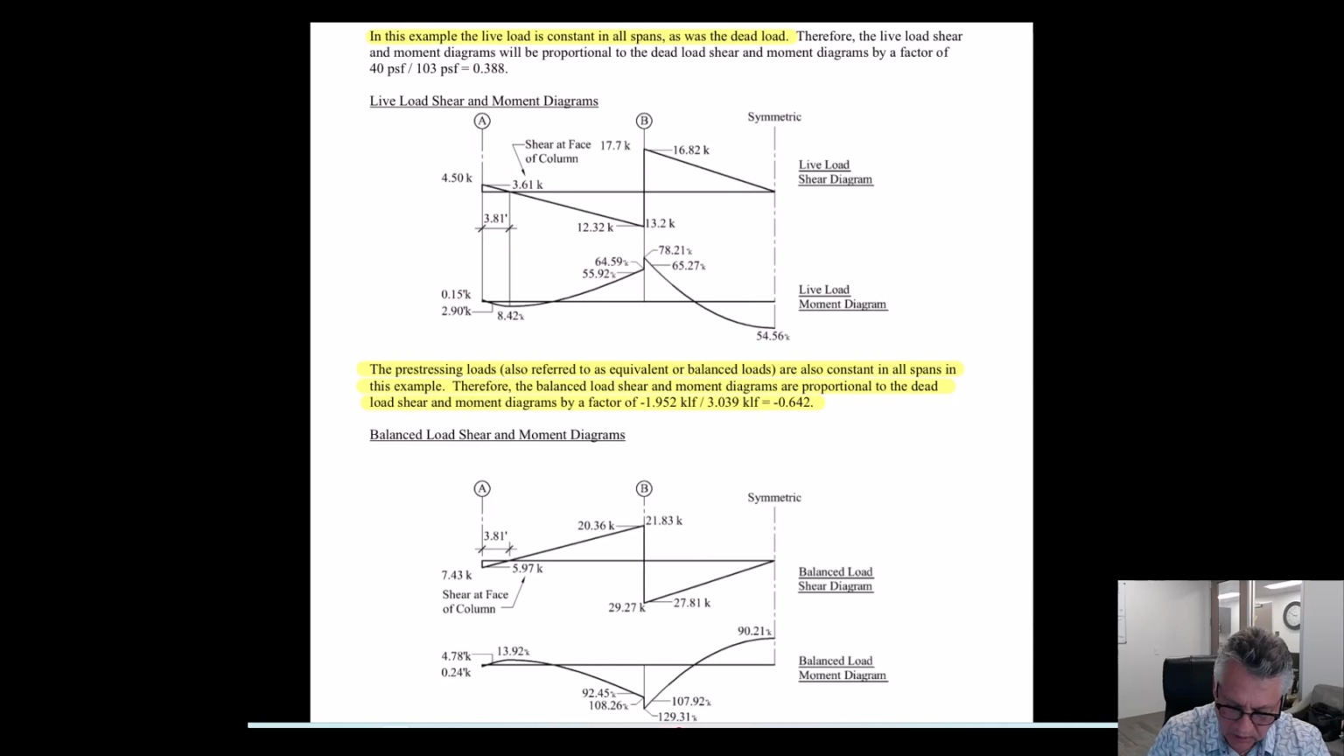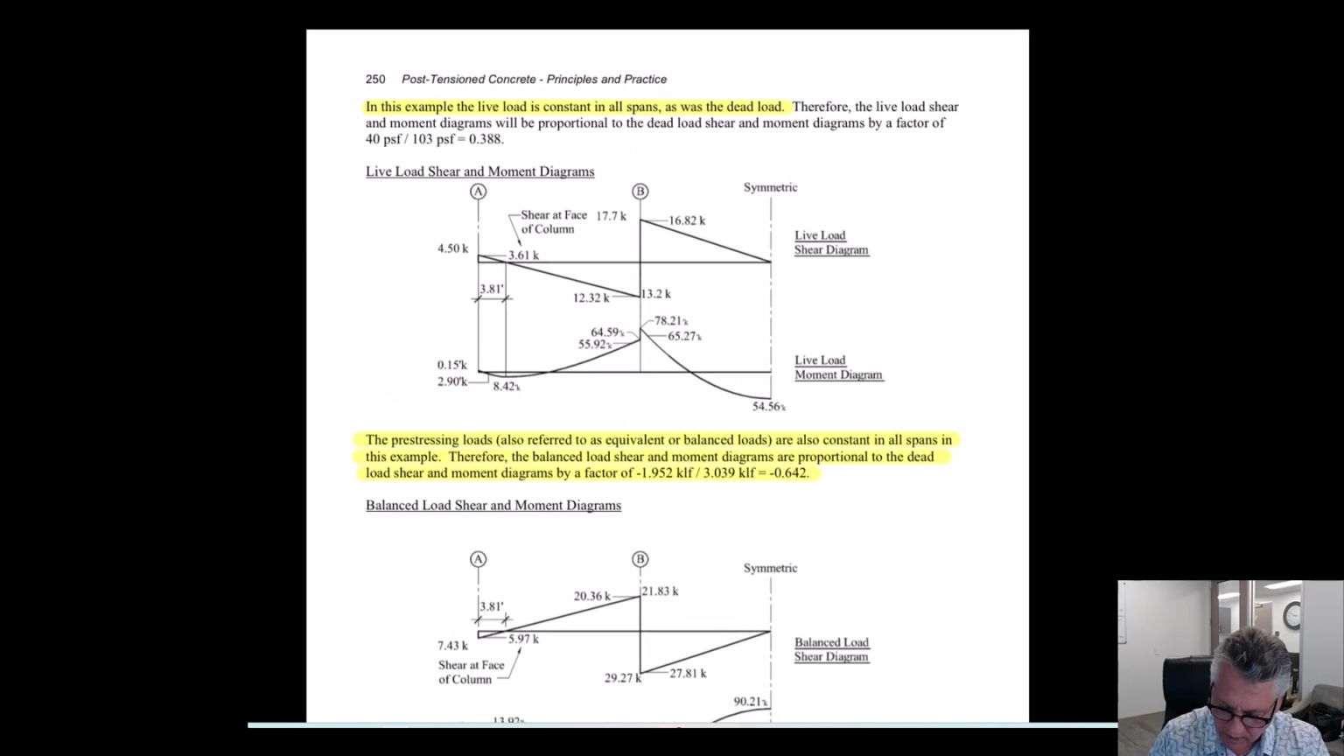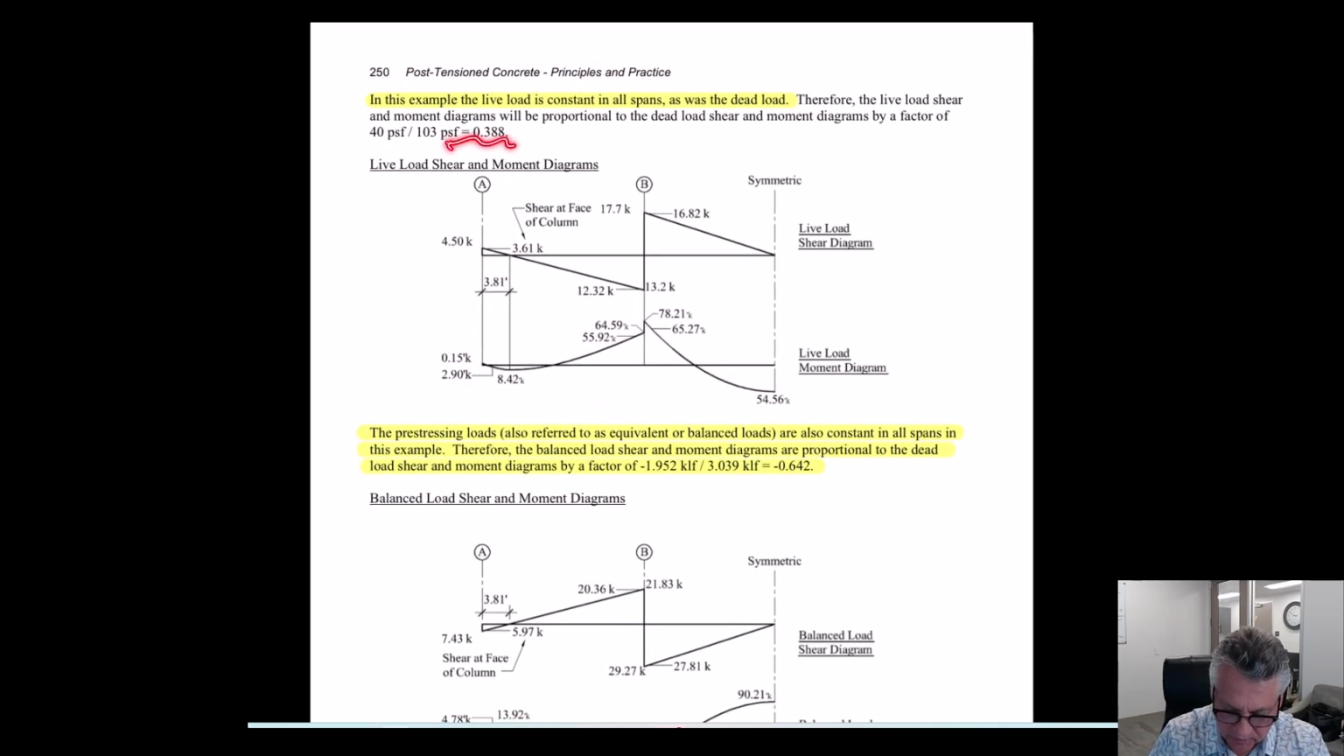So anyway, I have the live load shear and moment diagrams. Those were just a factor of 38.8% of the dead loads. So everything you saw in the dead loads, this is 38.8% of that.